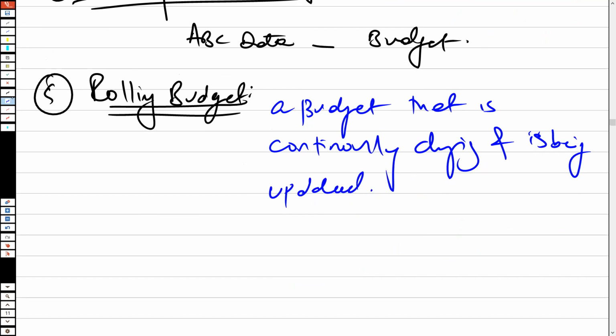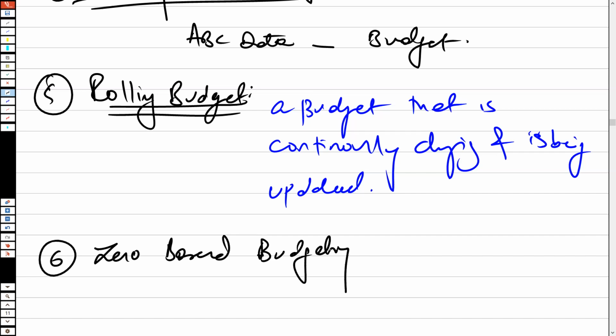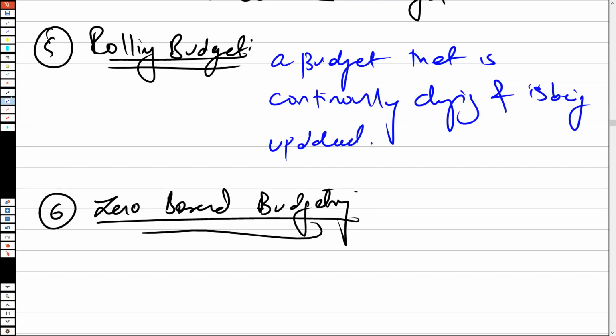The last one of them is called zero-based budgeting. When we talk about zero-based budgeting, it is generally suited for those organizations which are a sort of project type organization, which are actually doing the business for the very first time. So zero-based budgeting is a bit suitable for them.